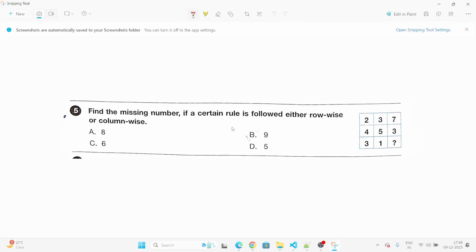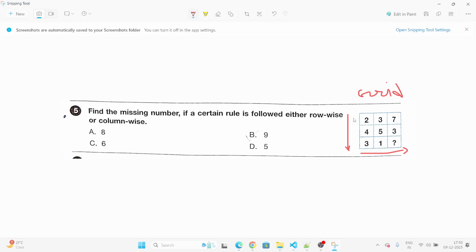So what we need to do here? It's a little bit tricky. So this is the grid. We call this grid based questions. Find the missing number if a certain rule is followed either row wise or column wise. We need to find one rule which has been applied either column wise, or from left to right, row wise.